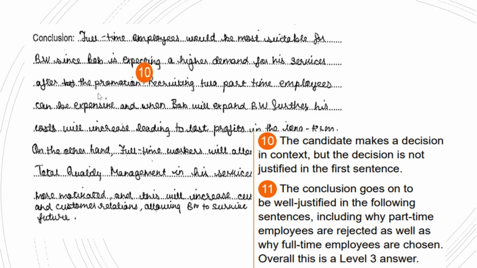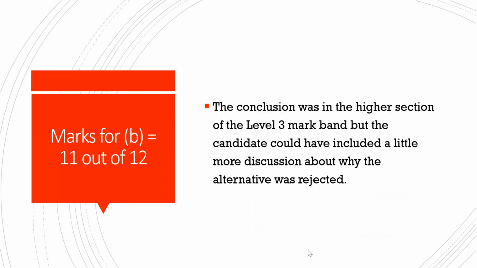So a lot of the times I get a question कि हम शुरू में बताएं, हम end में बताएं, देखिए structure से फर्क नहीं पड़ रहा. उसने कहा यहाँ तो नहीं उसने justify किया लेकिन बाद में जाके कर दिया. Including why part-time employees are rejected as well as why full-time employees are chosen. So दोनों चीजें उसने की है. Overall, it's a level 3 answer conclusion.